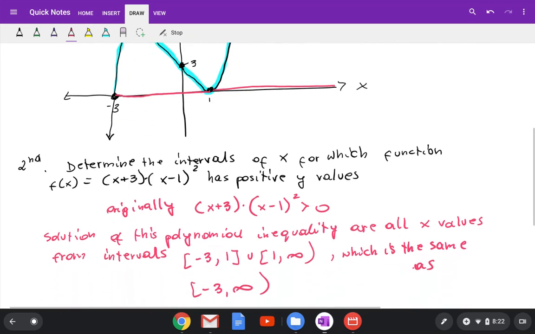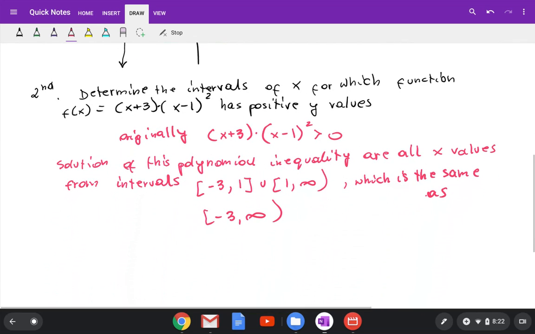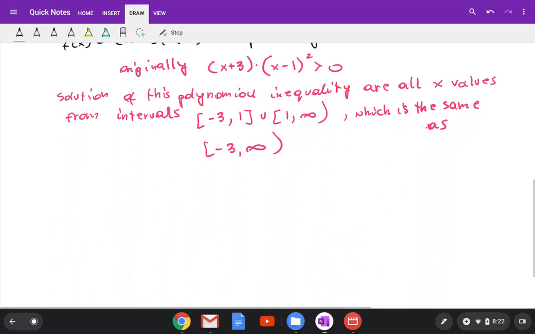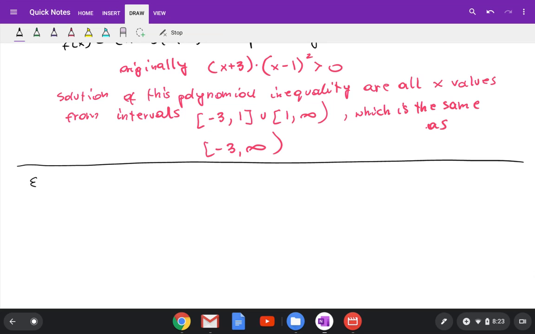Those who have calculators at home can always check your work. However, in this class, we're going to solve them algebraically. So example 2. Solve polynomial inequality algebraically.